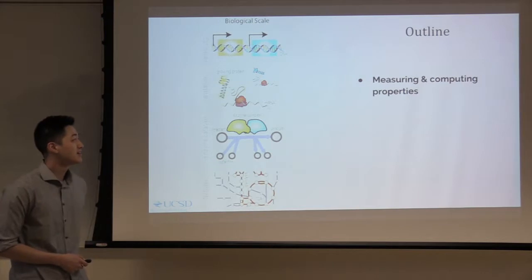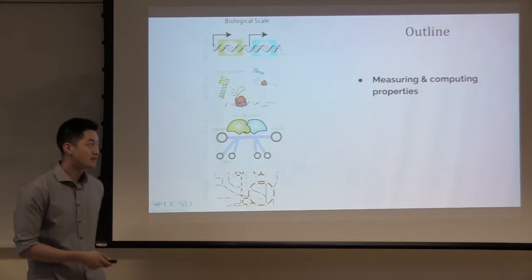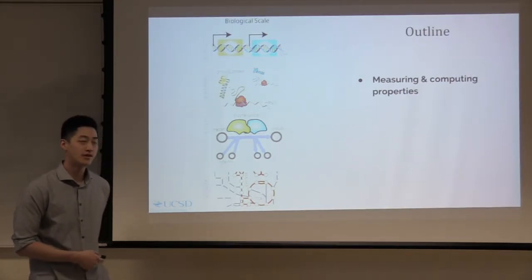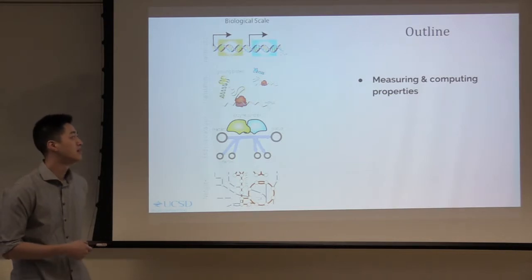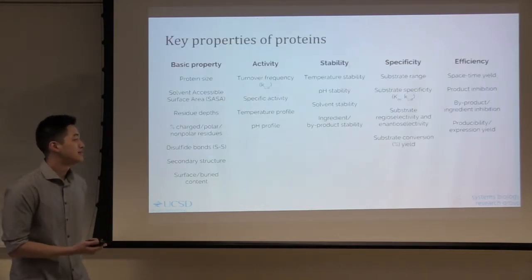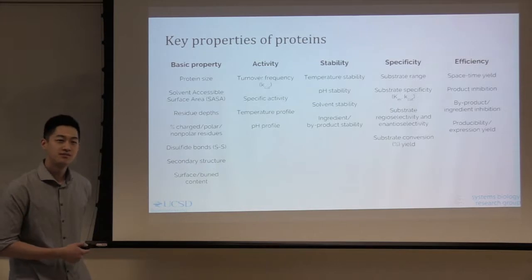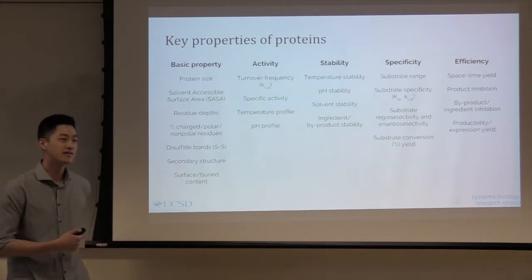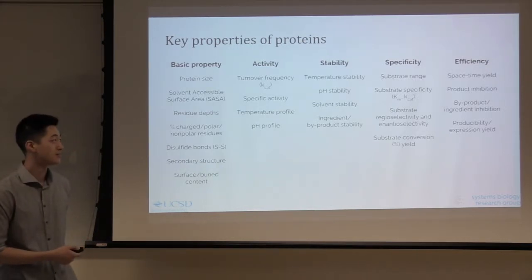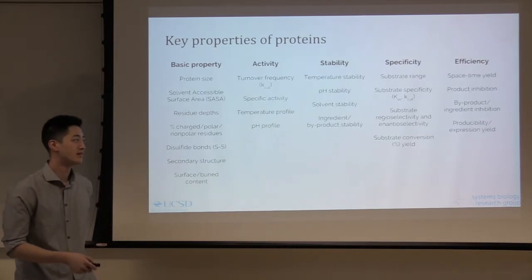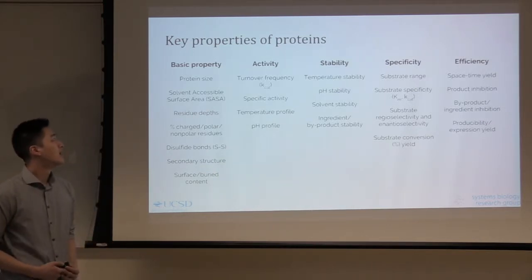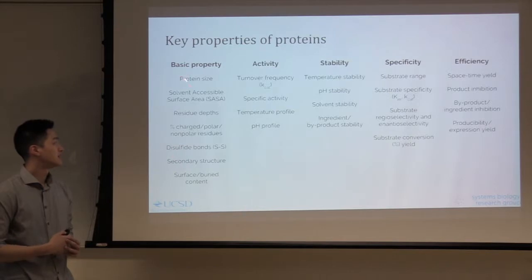So yeah, now I'll talk a little bit about the types of properties that you can compute with structural information and how you measure those. And here's just a table of a bunch of different protein properties that may be important, or that are important, in terms of a living cell. So on the left here are just some basic properties that we'll talk about.